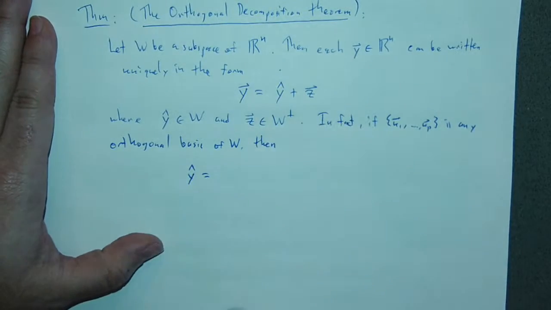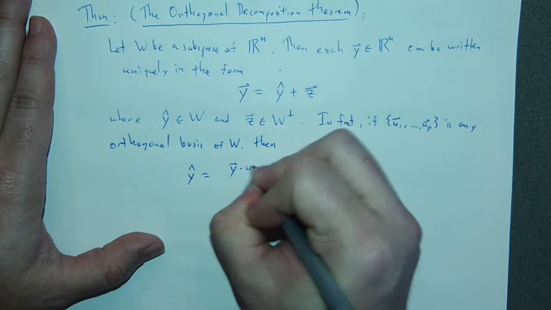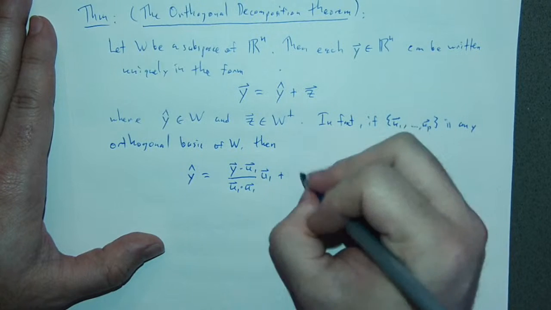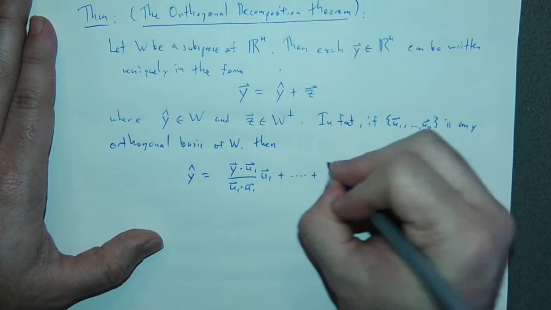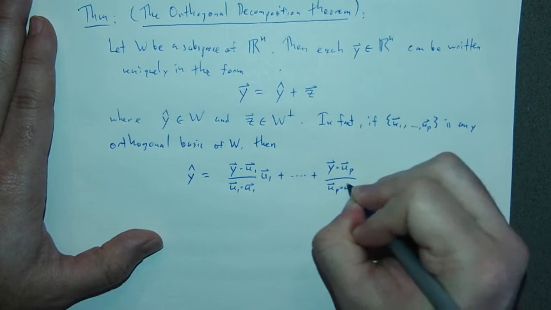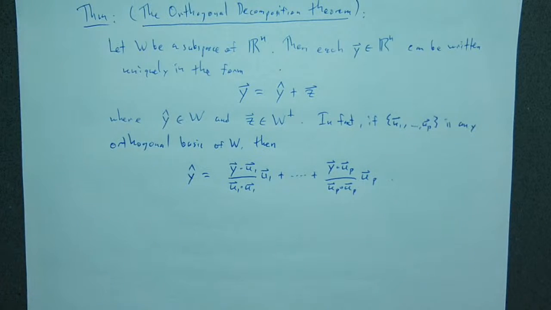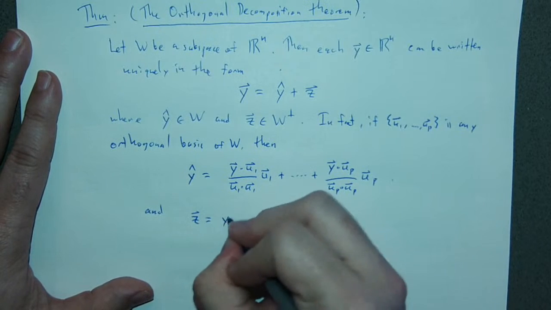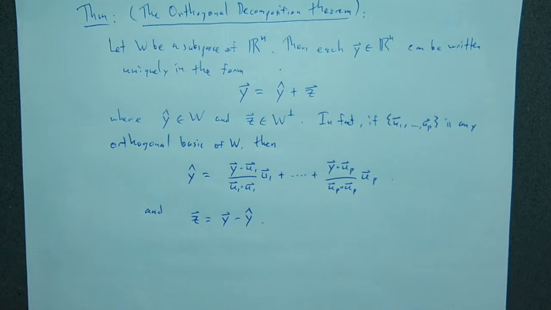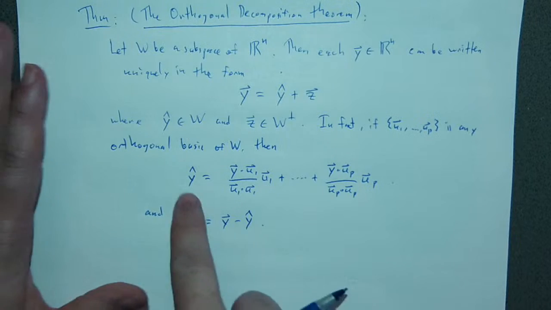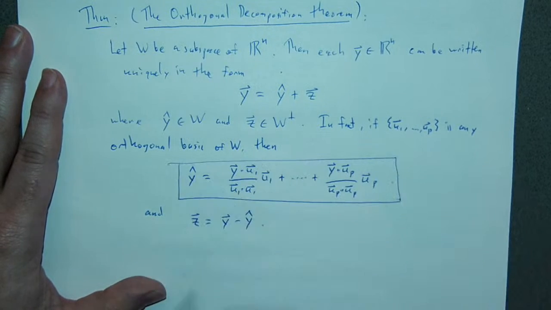Then this Y hat is just Y dotted with U1 over U1 dotted with itself times U1 plus, and so on, Y dotted with UP over UP dotted with itself times UP. Okay. And Z is just Y minus Y hat. Okay. So there's my orthogonal decomposition theorem. This Y hat, there's what it is.